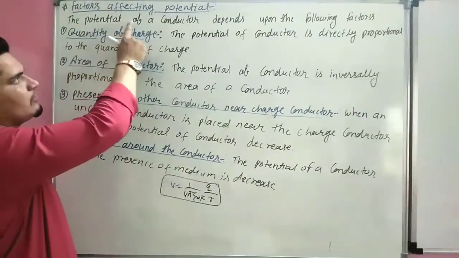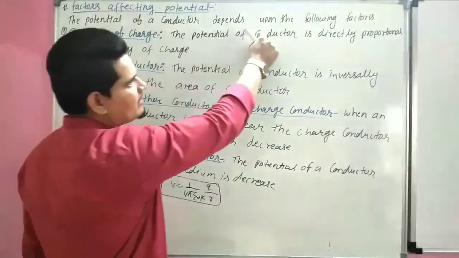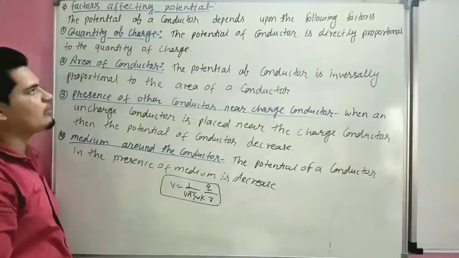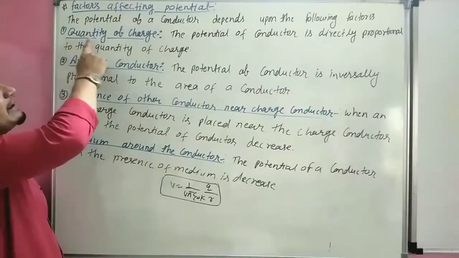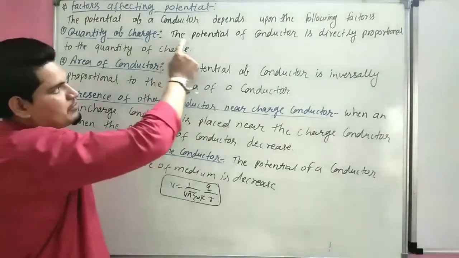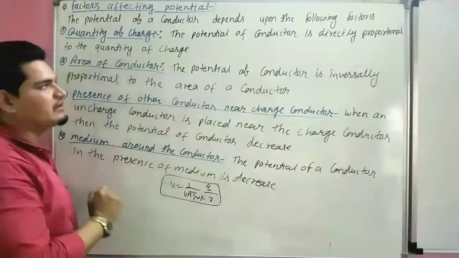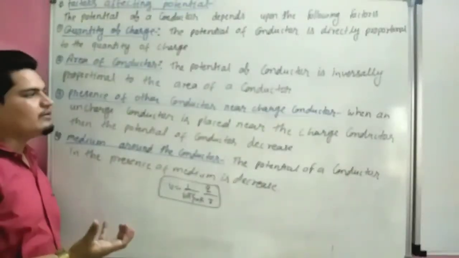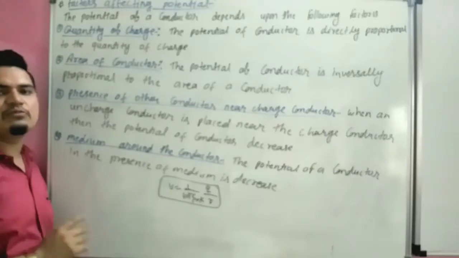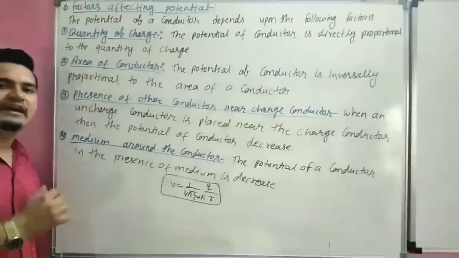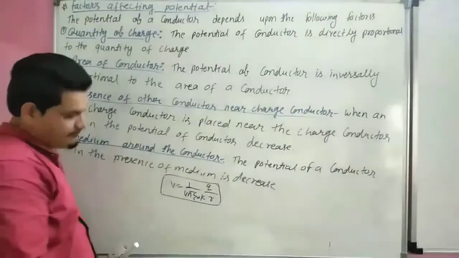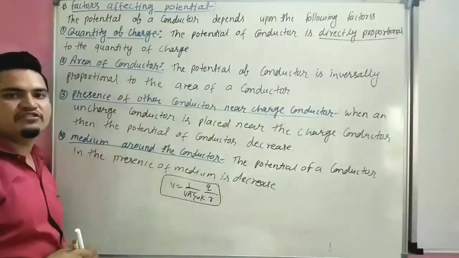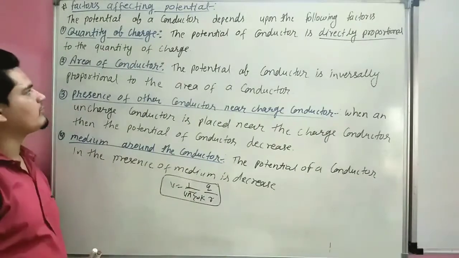The potential of a conductor depends upon the following factors. First is quantity of charge. The potential of the conductor is directly proportional to the quantity of charge. If the quantity of charge is more on the conductor, then potential is also more. If potential is more, then charge is also more.